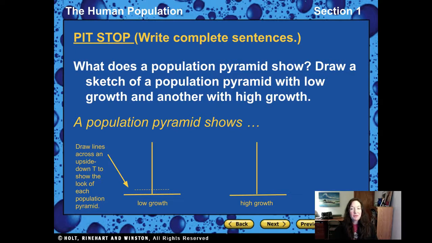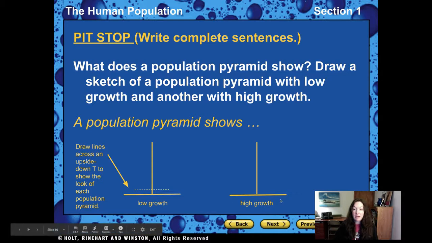Okay, so let's review what we just learned about population pyramids. First of all, you're going to write out what a population pyramid shows. That is the first part of this pit stop. Then you're going to draw a sketch of a population pyramid with low growth and one with high growth. And I gave you a structure for that right here.